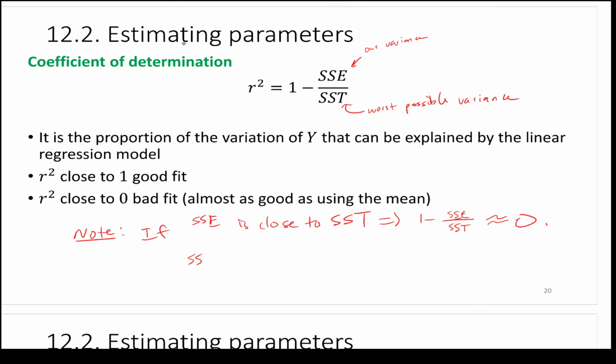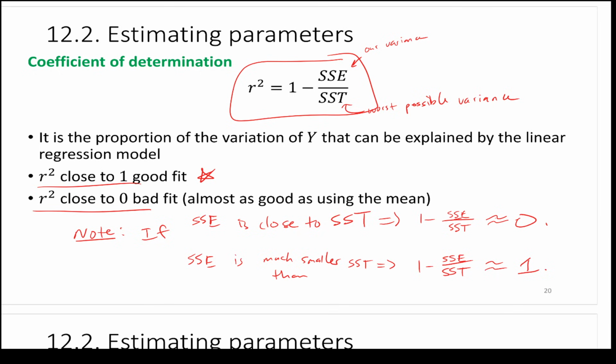On the other hand, if SSE is much smaller than SST, 1 minus SSE over SST is about 1. So that's why we say right here that r squared close to 1 is a good fit and r squared close to 0 is a bad fit. And this r squared thing is called the coefficient of determination. So coefficient of determination, r squared.